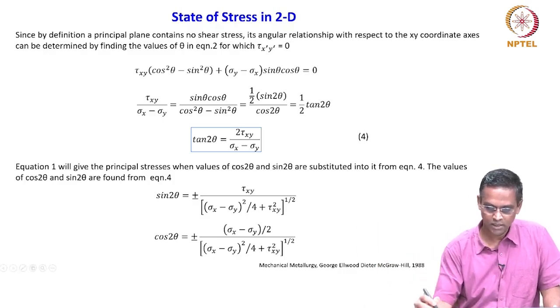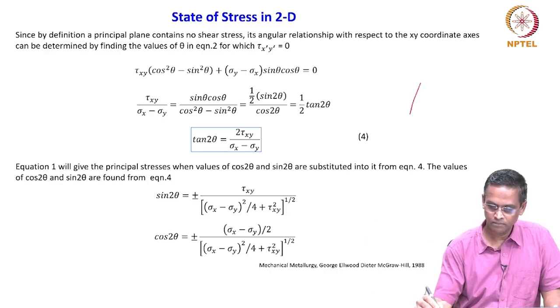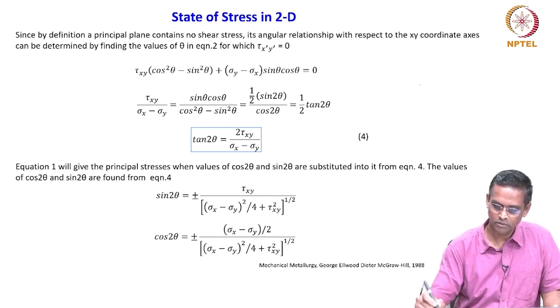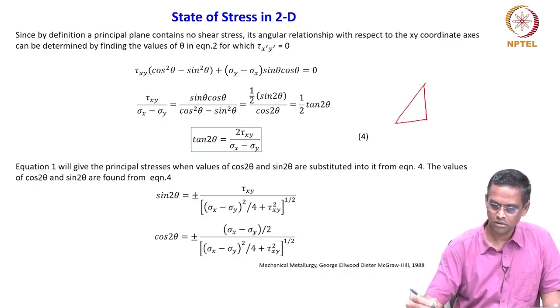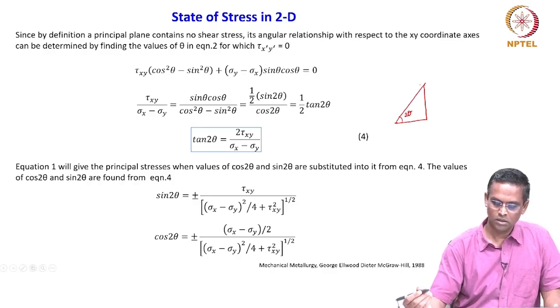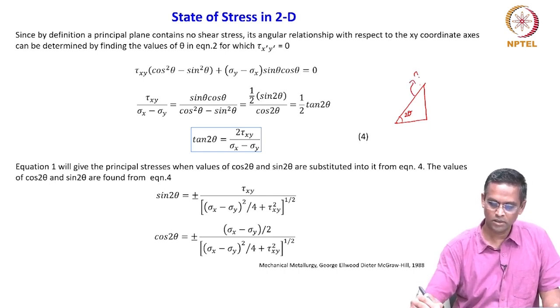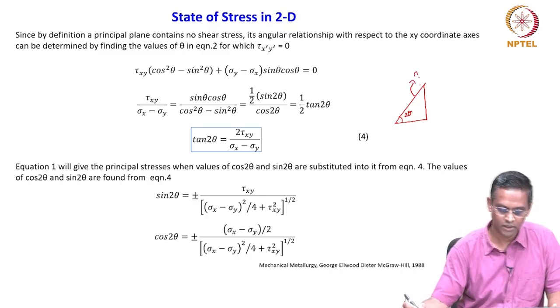So, what is this? If we take from this relation, we can also do this. Suppose you assume this as 2 theta, then from this relation you will be able to find out what this is, using Pythagoras theorem, right.